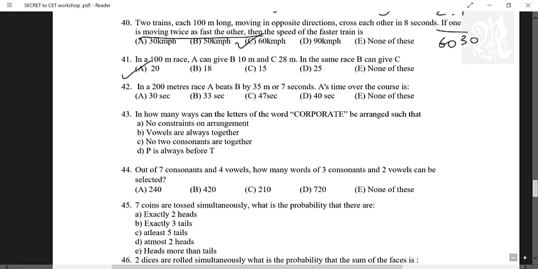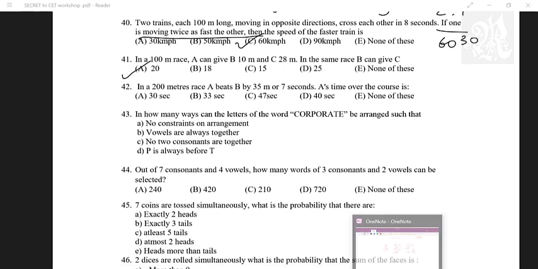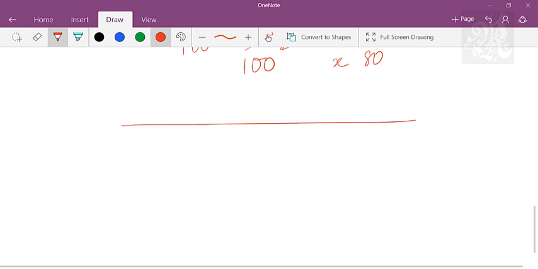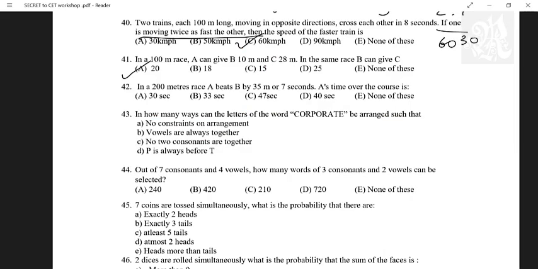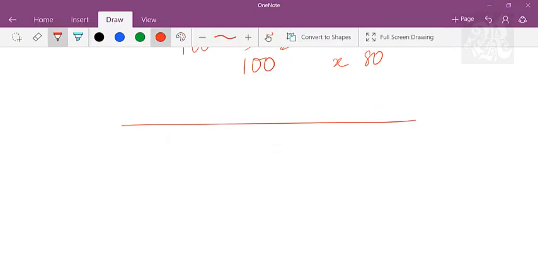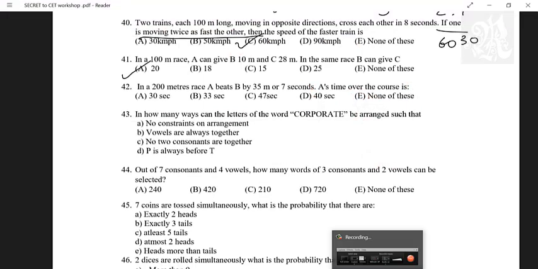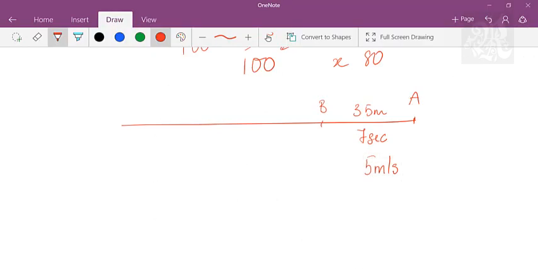In a 200-meter race, A beats B by 35 meters or 7 seconds. So basically it means that when A finishes, B is 35 meters behind, or it will take 7 seconds more to reach. So the speed of B is going to be 5 meters per second. Now what is the question? The question is, what is A's time? Now the speed of B is 5 meters per second.